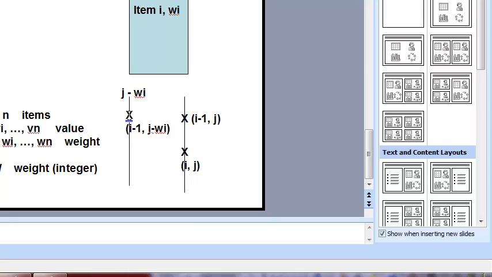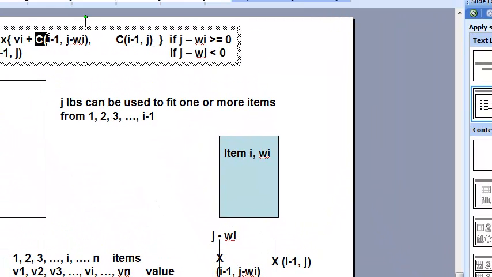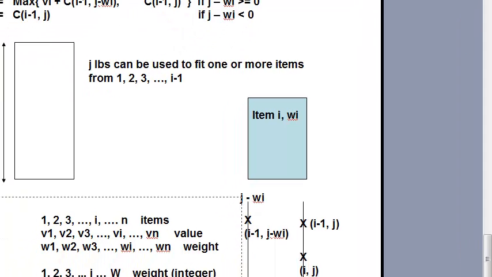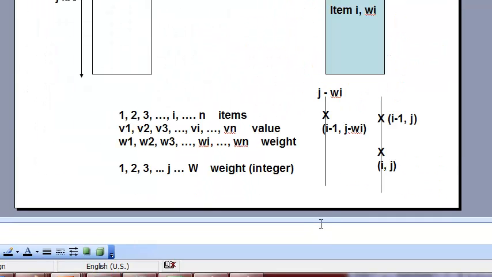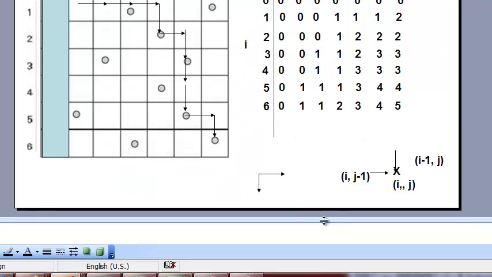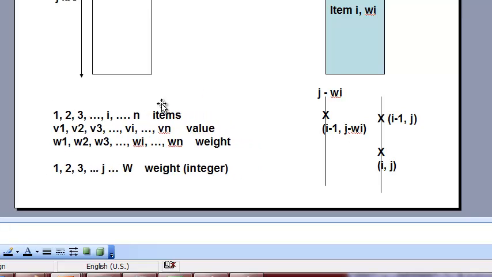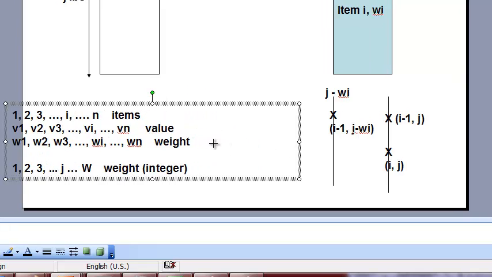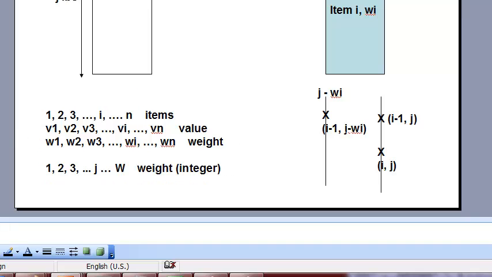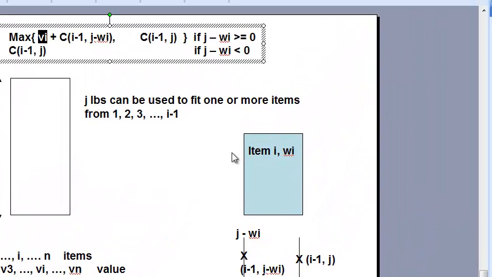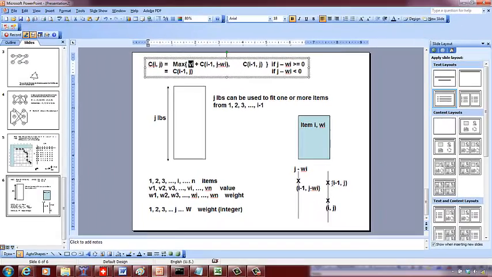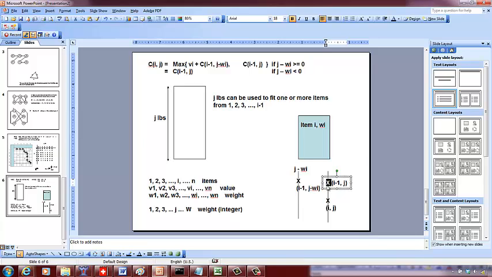Okay, so you see the recursion. This is the value over here, plus of course what we are going to add: plus the value of item i. So whatever is here plus the value of item i, compare that with what is in this cell. Take the maximum of them.